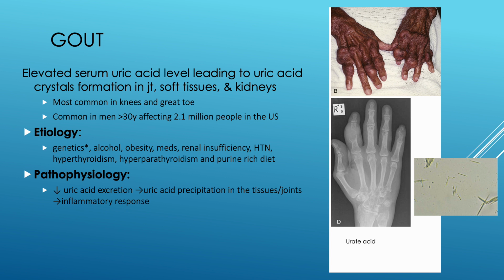Common affected joints. Gout commonly affects joints such as the knees, toes, especially the big toe, ankles, and wrists. Management and treatment includes lifestyle modifications, avoiding purine-rich foods, reducing alcohol intake, and maintaining a healthy weight and staying hydrated. Medications include NSAIDs, corticosteroids, and urate-lowering medications.